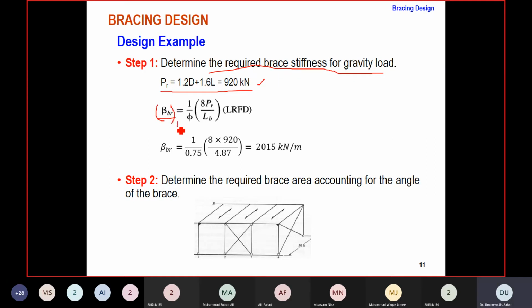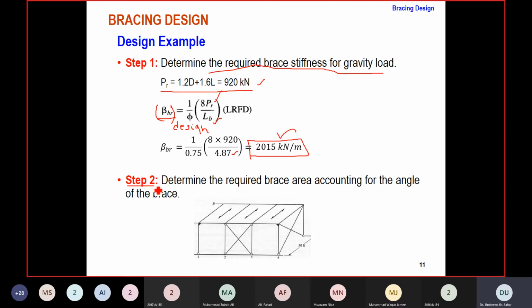इसको आप simple separate out करेंगे, that based on the design LRFD. Okay, so by inputting all of the values, you have PR, you have the Lb for the member itself, that is column. It's column bracing. So 1 over 0.75, 8 into 920, over 4.87. You are getting this 2015 kilonewton per meter. Keep the stiffness value with you.